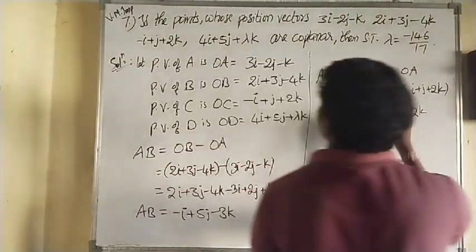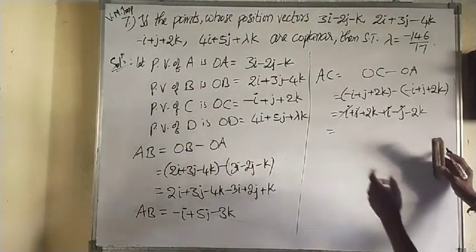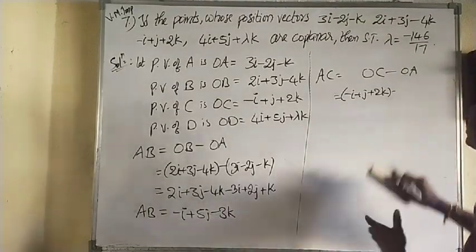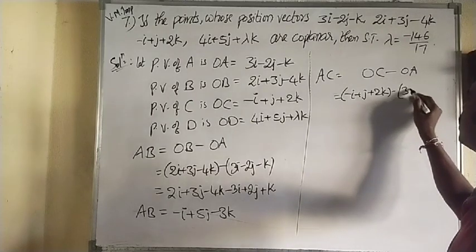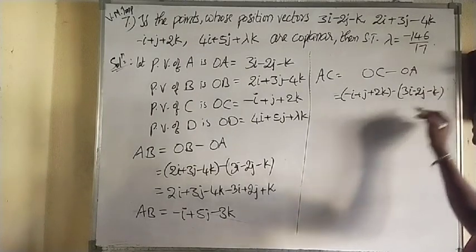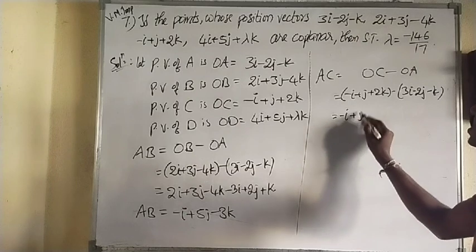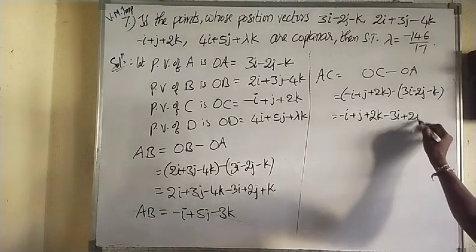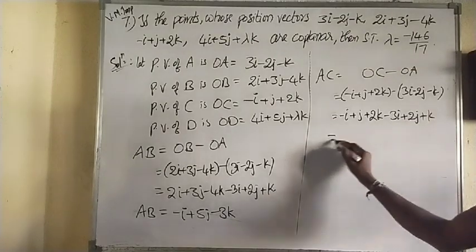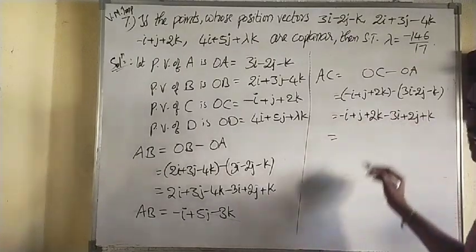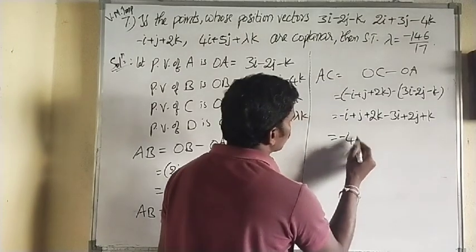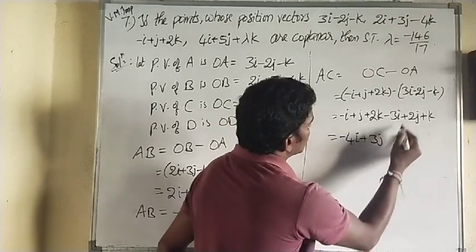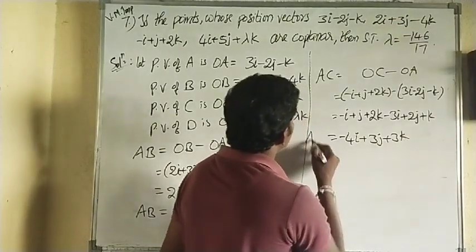Similarly, OC minus OA. OA is different, so again I am writing. OA is 3i minus 2j minus k. So it is minus i plus j plus 2k, minus 3i, minus into minus plus 2j, minus into minus plus k. Now i terms: minus 3 items, so totally we get minus 4i. Next j terms: here plus 2j, here plus j becomes 3j. K terms, 3k. So this is AC.